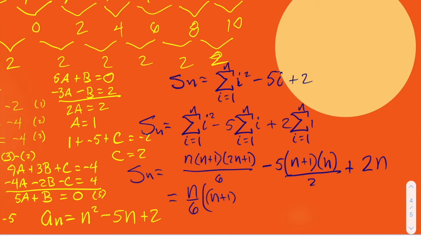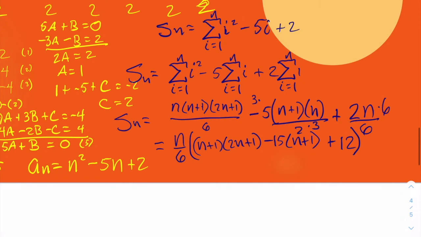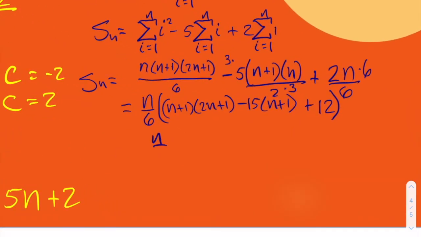n plus 1 times 2n plus 1 minus 5 times n plus 1. And we need to resolve that denominator, so we need to turn that into times 3. Times 3 is going to make that 15. So that's a 15 in front, not 5. And then plus, we need a denominator of 6 again. So that's going to take multiplying the top by 6. We've already factored out the n, so that leaves behind 12. That turns this into now n over 6 times 2n squared plus 3n plus 1 minus 15n minus 15 and plus 12.